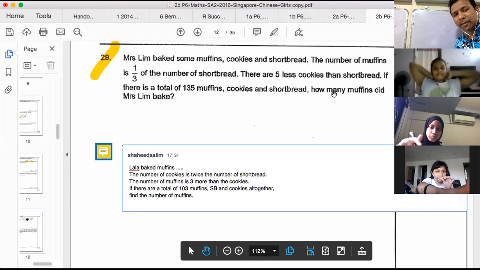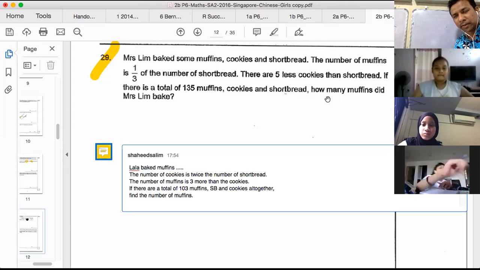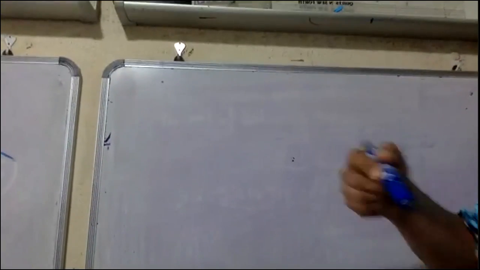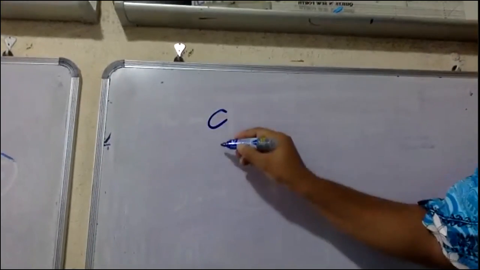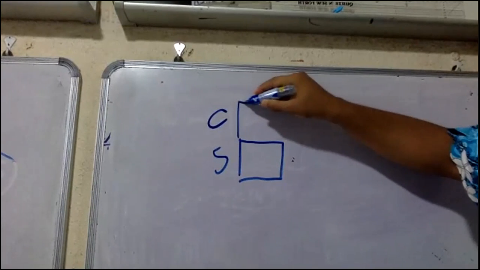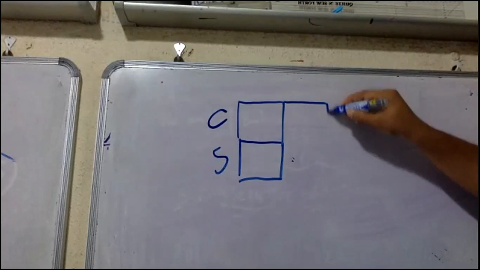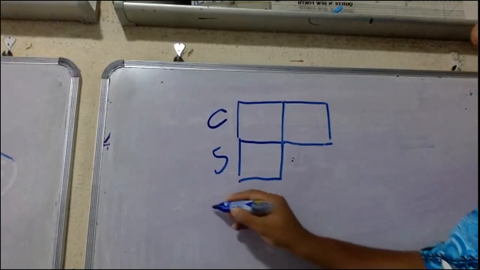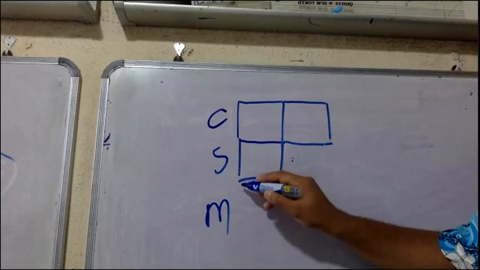Lala baked some muffins, cookies, and shortbread. The number of cookies is twice the number of shortbread. So I am going to draw now down here. Number of cookies is twice the number of shortbread. Means shortbread must be 1 unit. Cookies must be 2 units. Because the number of cookies is twice. So 2 units, shortbread 1 unit. And then the number of muffins, they say, is 3 more.